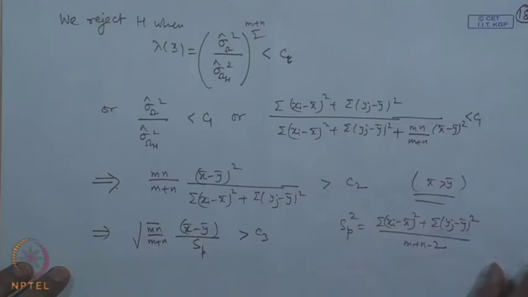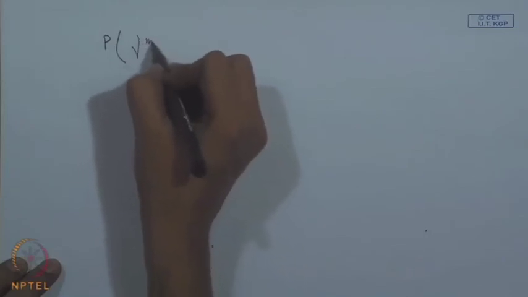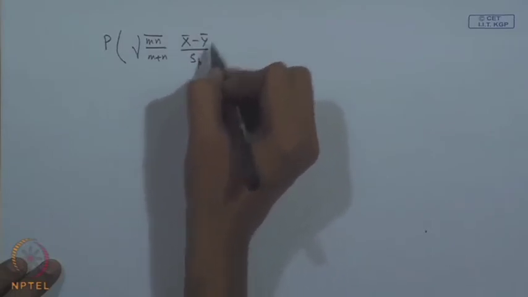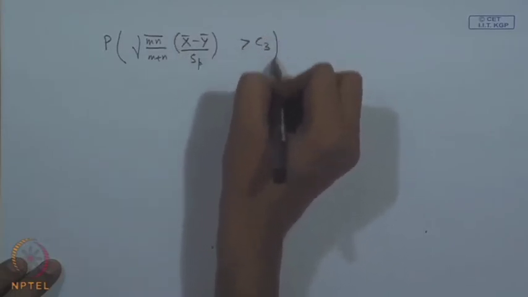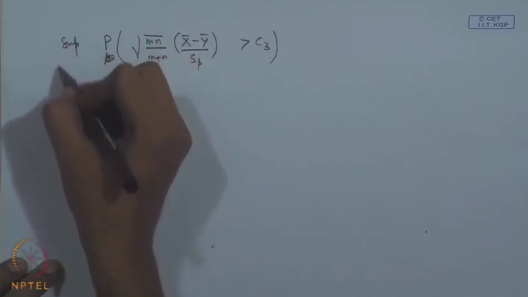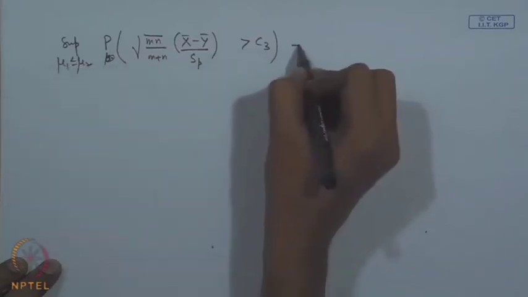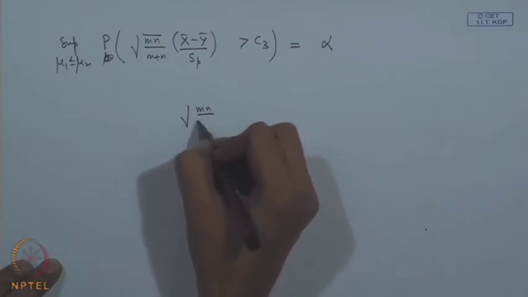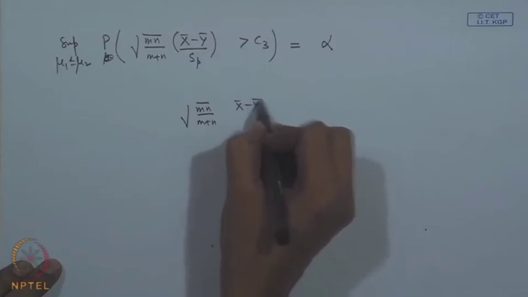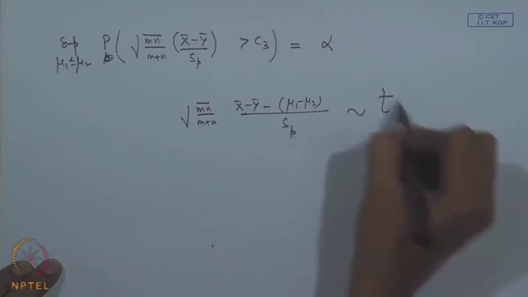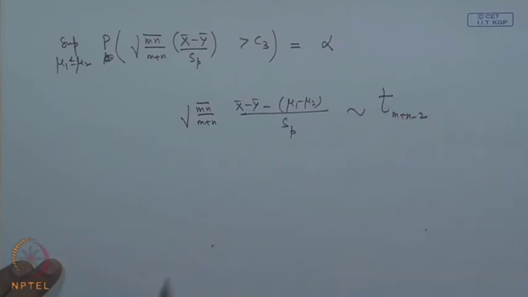So, the condition that we will be getting here is the probability of root mn by m plus n times x bar minus y bar by s_p being greater than c3 when mu 1. So, this is for general mu 1, mu 2, we have to take the supremum when mu 1 is less than or equal to mu 2. This should be equal to alpha. Now, note here root mn by m plus n times x bar minus y bar minus mu 1 minus mu 2 divided by s_p will follow t distribution on m plus n minus 2 degrees of freedom.